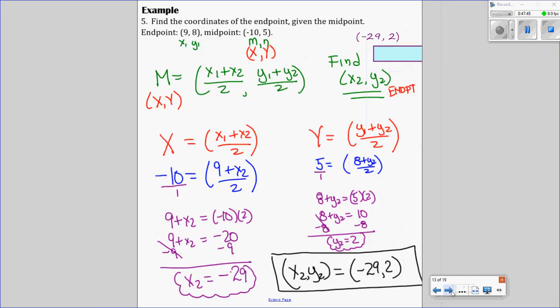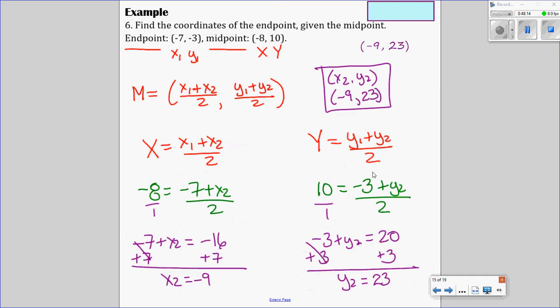If they give you one endpoint and the midpoint, then you're still using this formula, but you break it down to the x values and the y values, taking it from here, plugging in all the information you have. Remember how in the midpoint I made it a big X and a big Y? Place it in the right spot according to how the formula is set up, and then find your missing endpoint.